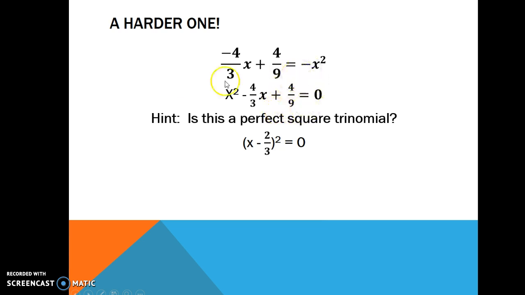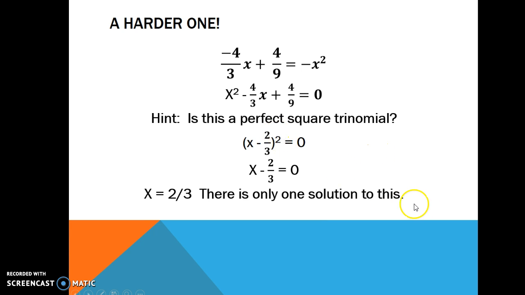4/9 is a perfect square. X squared is a perfect square. And this right here gives me twice the product. So for this particular equation, x minus 2/3 and x minus 2/3 is the same factor. So I'm not going to have two factors that I need to put equal to 0. They're going to come out to the same solution. There is only one solution here.